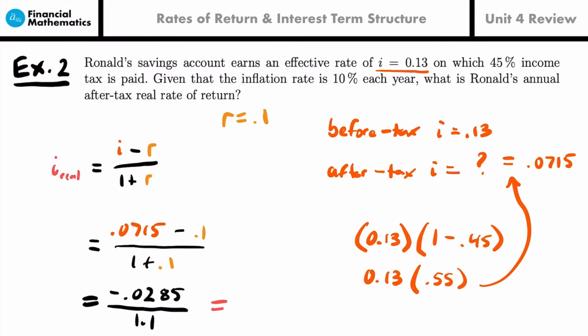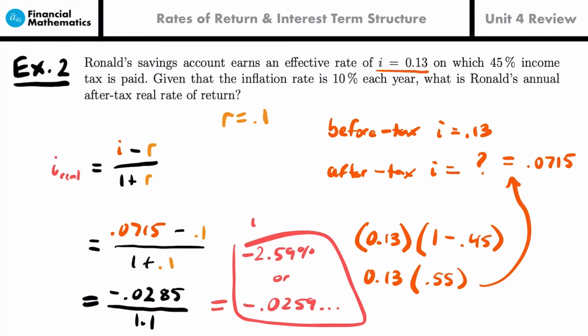And if you plug that in your calculator, you will find that the after-tax real rate of return is negative 0.0259, and some more decimals, or negative 2.59%. That is the after-tax real rate of interest. Okay, so that would be the final answer to this problem.